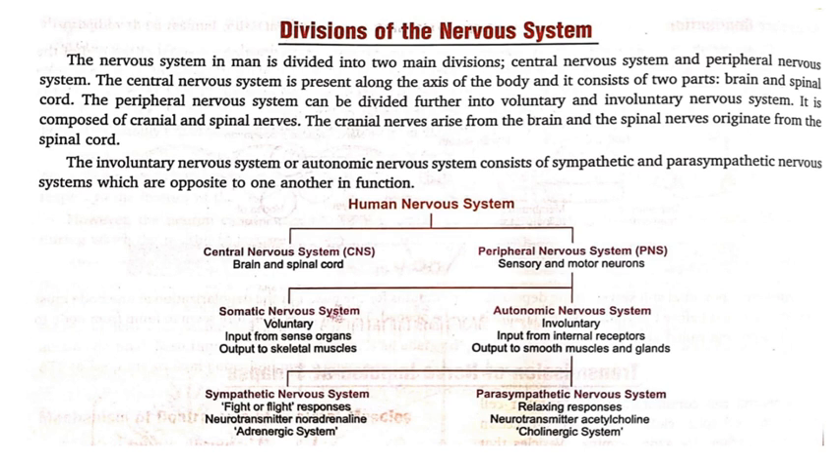As the very name says, the cranial nerves arise from the brain, and spinal nerves originate from the spinal cord. The involuntary nervous system or the autonomic nervous system consists of sympathetic nervous system and parasympathetic nervous system, which are opposite to one another in function. So this was the chart showing the human nervous system.